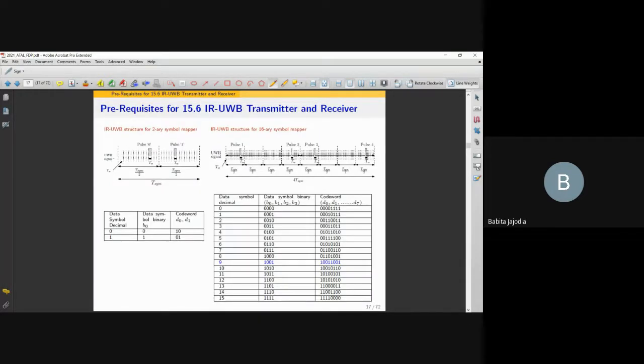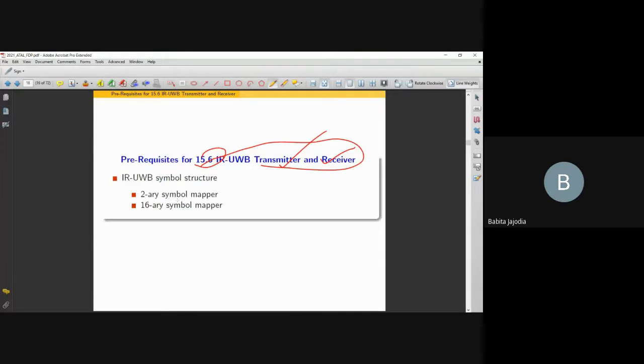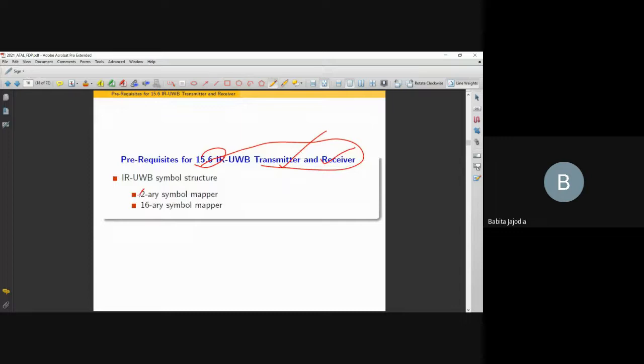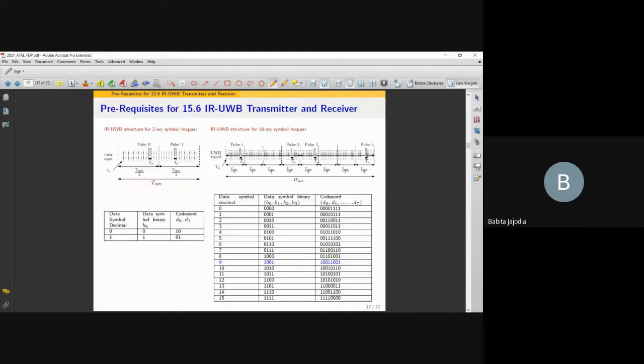So the prerequisite, as I mentioned, is the 2-ary symbol mapper and the 16-ary one. When I say 2-ary, it indicates there will be 2 and 16 symbols. 2-ary means log 2, so it will basically be one bit per symbol, and when we say 16-ary, log 16, it will be 4. Let's discuss this in a little more detail.